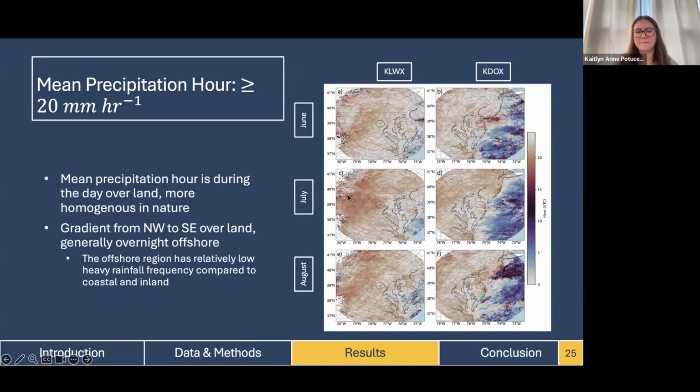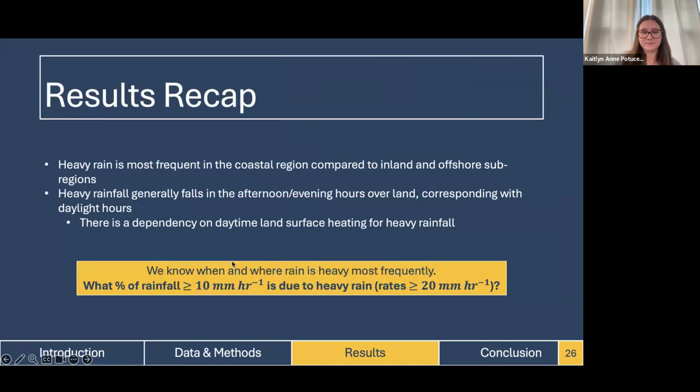We also see this gradient from northwest to southeast over the land, where the mean precipitation hour is a bit earlier in the northwest and a bit later in the southeast. So to recap thus far, heavy rain is most frequent in the coastal region compared to our inland and offshore subregions, and it generally falls in the afternoon and evening hours over land, which correspond with our daylight hours. This tells us that there's some kind of dependency on daytime land surface heating for heavy rainfall, maybe a process similar to or directly related to that of the boundary layer growth.